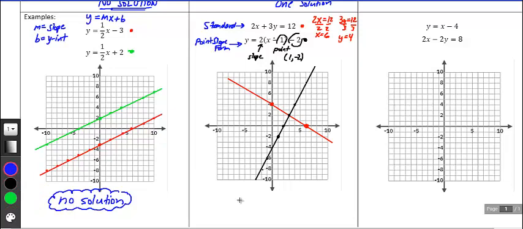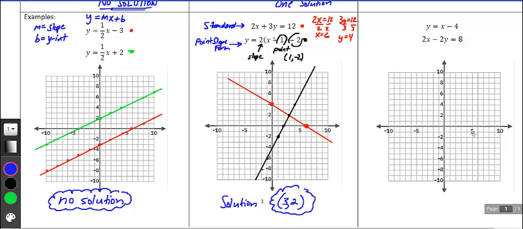All right, so what would our solution be for this problem? Our solution is the intersection. So the intersection would be at 3, 2. Our x is 3 and our y is 2.